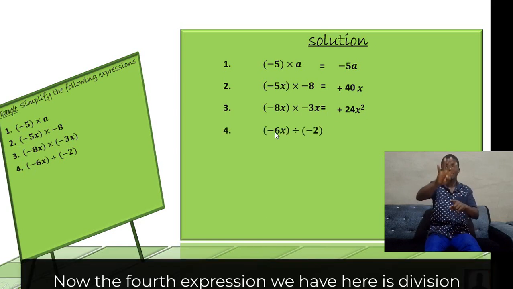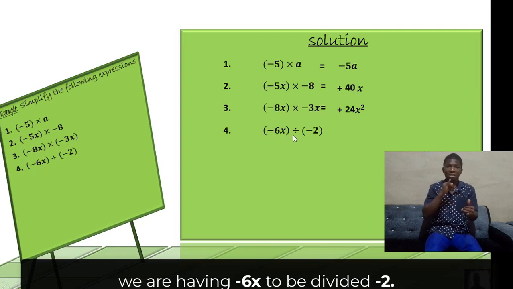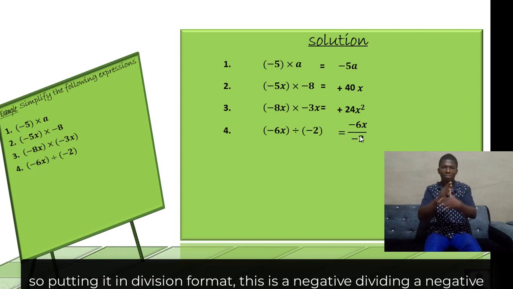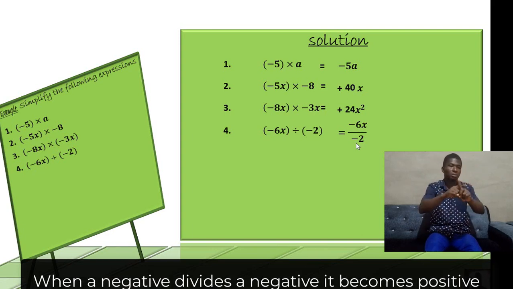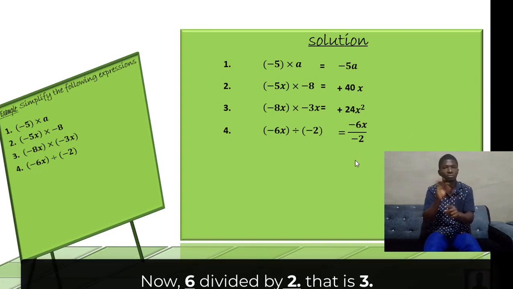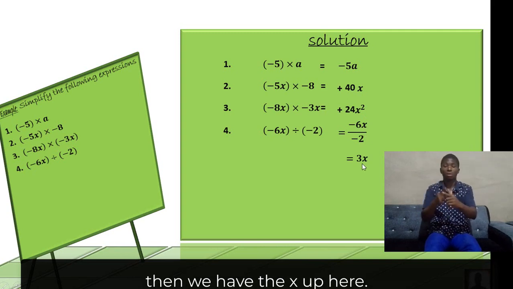Now the fourth expression we have here is in division. We have minus 6x to be divided by minus 2. Putting it in division form, a negative dividing a negative becomes positive. Now 6 divided by 2 gives 3. Then we have the x up here. So simplifying this expression, you have 3x.